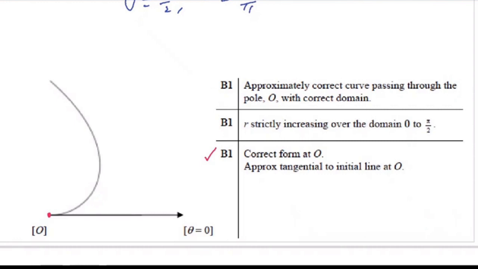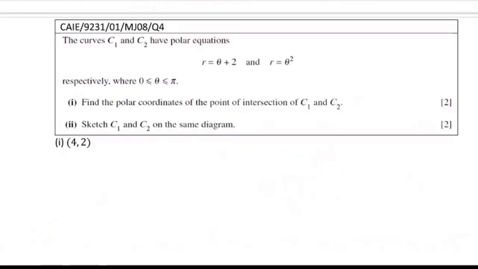Other than that, the second mark here is for strictly increasing in the correct domain. And the first one is given when we have an approximately correct curve. So once they see the shape which is like this already, they will give us a mark there. So it's all about this tangential part. It's very important for us to get this mark so we won't miss out any marks from them.